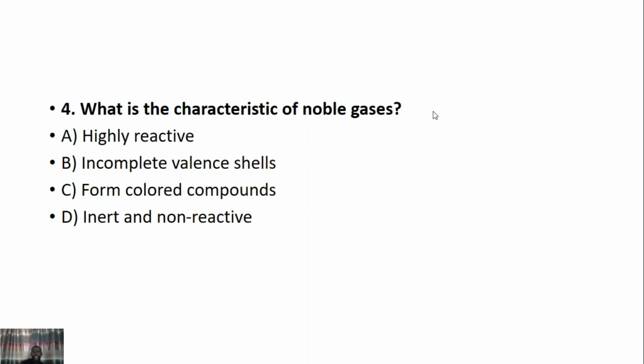What are the characteristics of noble gases? Noble gases belong to group 8A, or group 18, and we know that their valence electrons are 8. So they don't want to gain and they don't want to lose, because they are stable in that state. So they tend to be inert and non-reactive. So the correct answer is D.